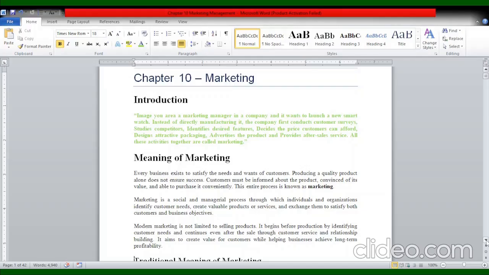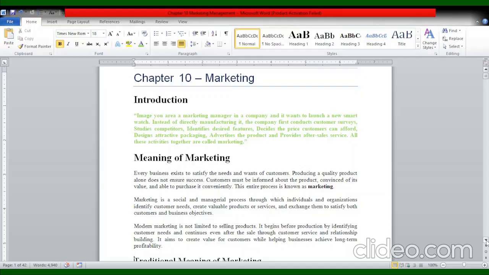So what is the meaning of marketing and what is the meaning of selling? It is quite important. So first of all we will understand marketing. Marketing is a social or managerial process through which individuals or organizations identify customer needs, create valuable products or services, and exchange them to satisfy both the customer and the business objective.